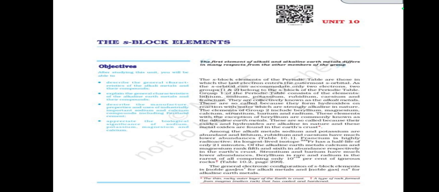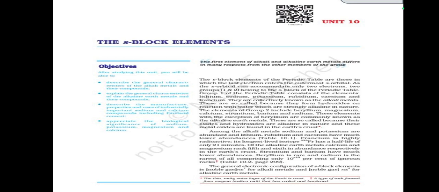and lithium, rubidium, and cesium have much lower abundances. Table 10.1. Francium is highly radioactive. Its longest-lived isotope, Fr-223, has a half-life of only 21 minutes. Of the alkaline earth metals, calcium and magnesium rank 5th and 6th in abundance respectively in the earth's crust. Strontium and barium have much lower abundance.